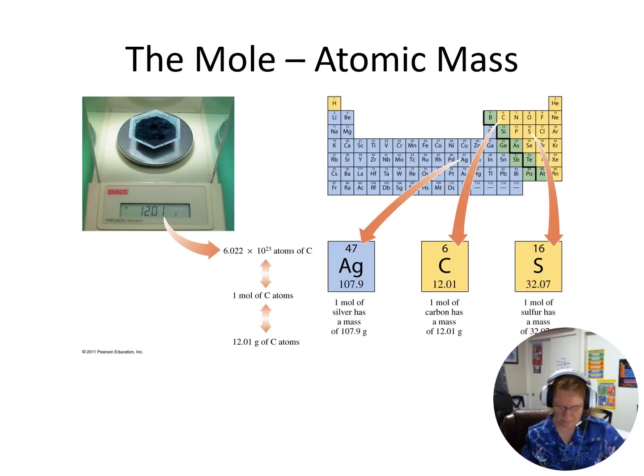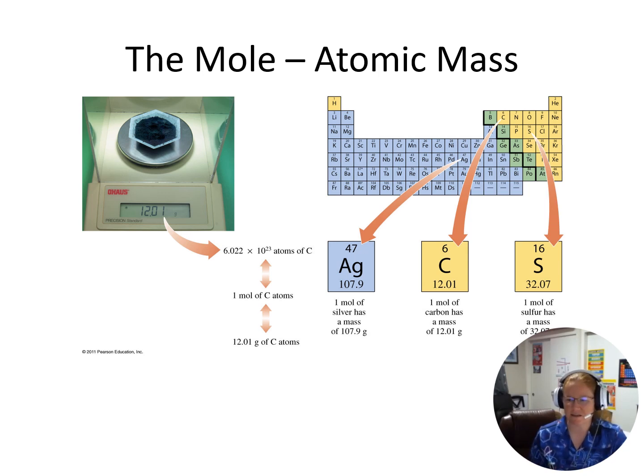So when we look at the periodic table, again, now we can think about those numbers either in AMU or in grams per mole. So silver has a mass on the periodic table of 107.9. So 1 mole of silver has a mass of 107.9 grams. So we say that silver's atomic mass is 107.9 grams per mole. Carbon, 12.01 grams per mole. Sulfur, 32.07 grams per mole.